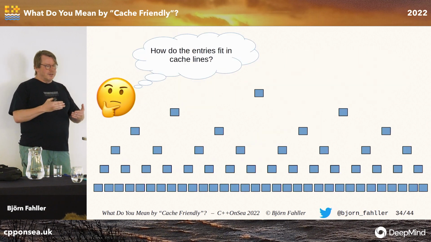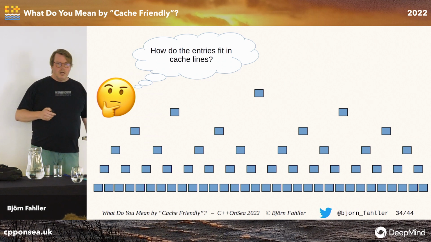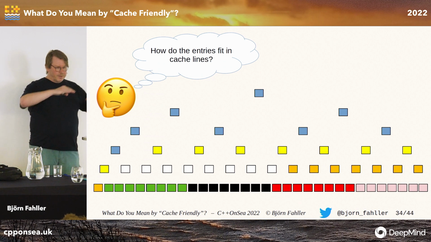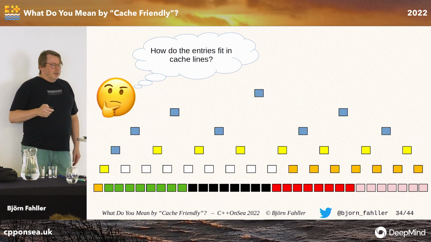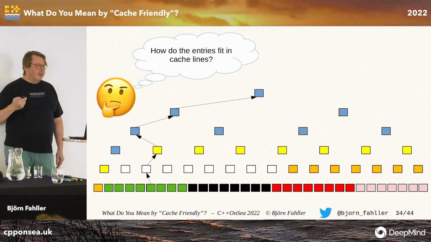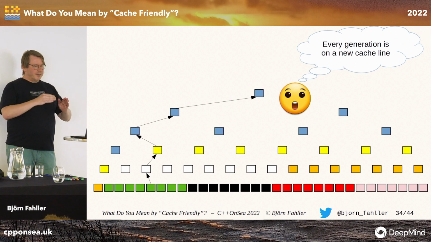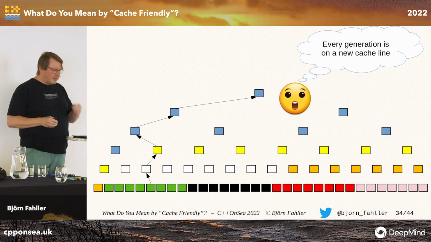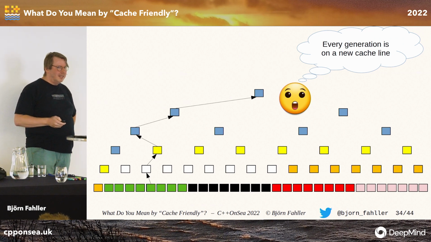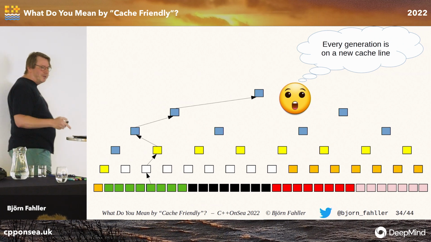So how do the entries fit in a cache? Because the heap is just one contiguous vector. So the cache lines are laid out like this if we assume that the root starts perfectly on one cache entry. So when we go through this one, we see that except for the root, we have one cache line per generation. Is that actually good? I thought we should be able to do better. We really should do better.